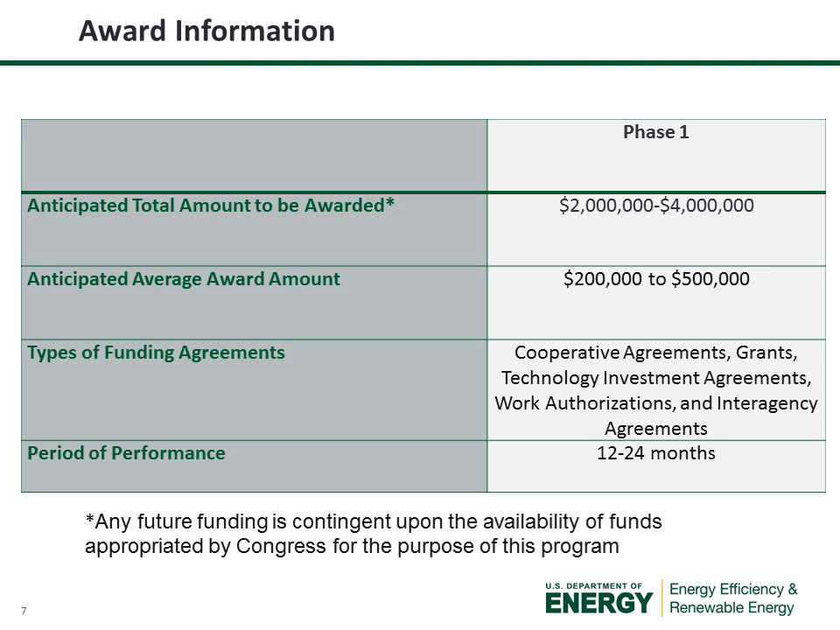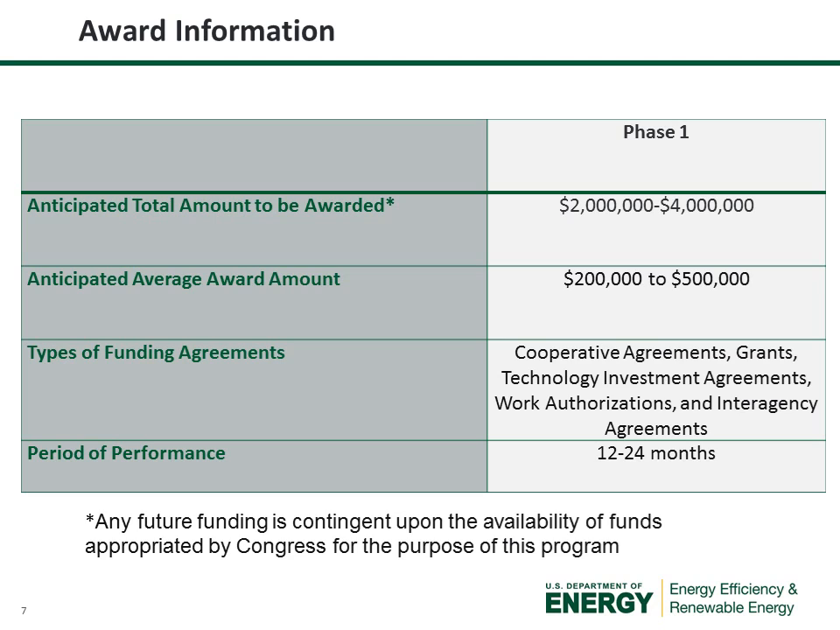So here is the award information. Anticipated total amount to be awarded is going to be between $2 and $4 million. It is listed as $3 million in the funding opportunity announcement language itself, but ultimately between 2 and 4 million could be available. The anticipated average award amount is between $200,000 and $500,000. The types of funding agreements, we anticipate these being cooperative agreements. However, it could potentially be cooperative agreements as well as grants, technology investment agreements, work authorizations, and interagency agreements.